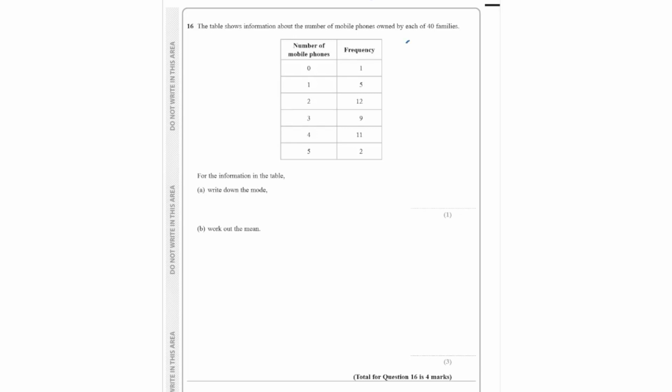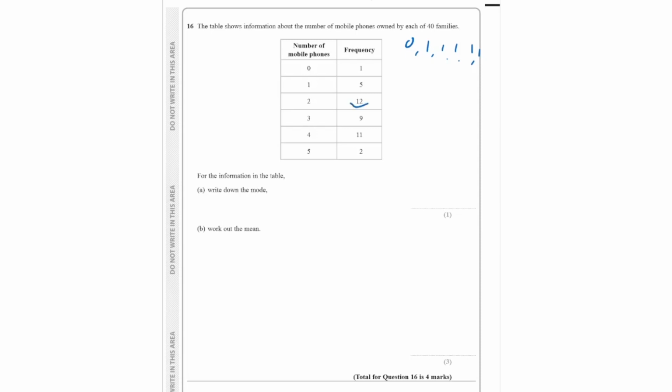It means that 0 is repeated once, but 1 is repeated 5 times. So it's actually just simplifying the table for us. So if we're able to find the highest frequency, we can find out what the mode is. And the highest number here is 12.